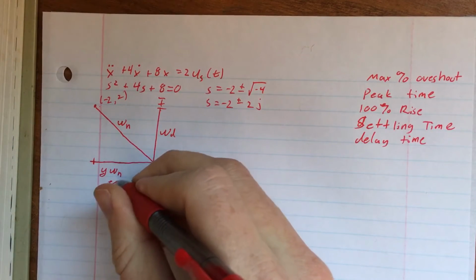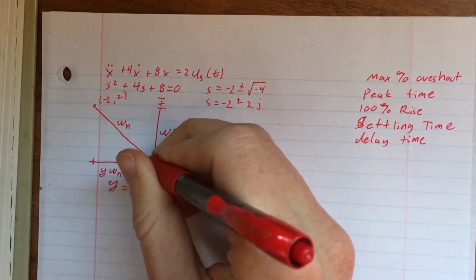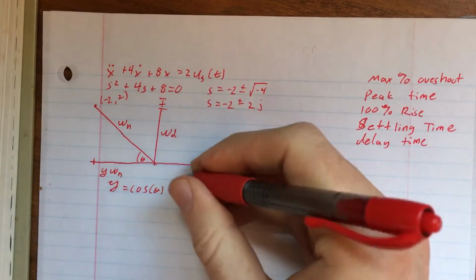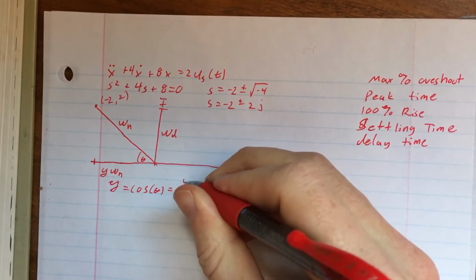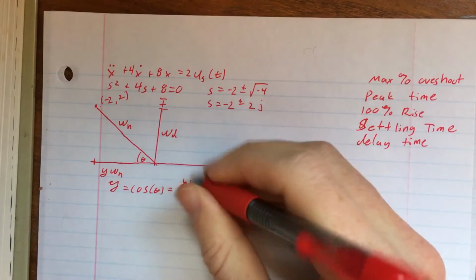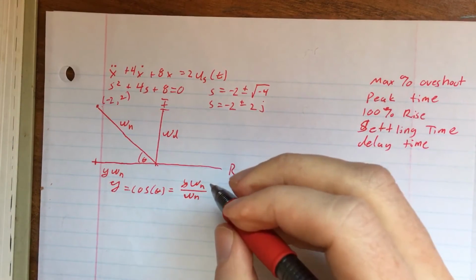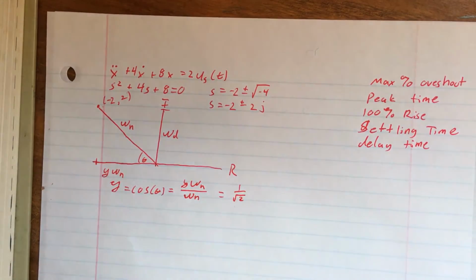So some equations that we're going to use: zeta is just equal to cosine of theta, where theta is this angle here. And that is also equal to, so cosine is adjacent over hypotenuse, so that's zeta omega n divided by omega n. So in this case, that is just 1 over the square root of 2.